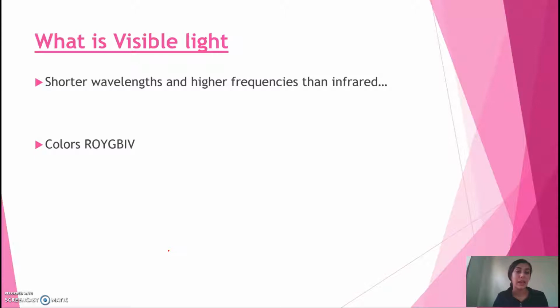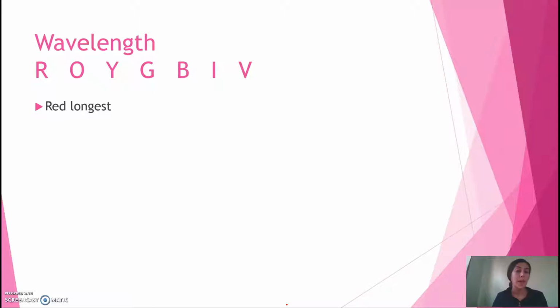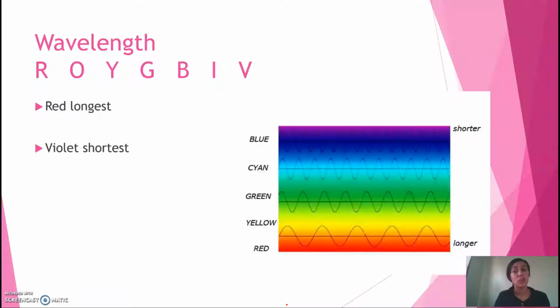We know that visible light has shorter wavelengths and higher frequencies than infrared. And those are the types of light that we see when white light passes through a prism. A prism is special because the shape of it allows the light to come through and show us all of the different colors that make up the white light. Red is the longest wavelength, where violet is the shortest wavelength.